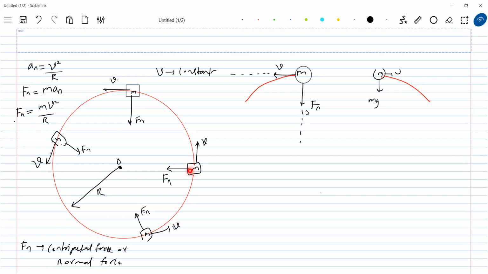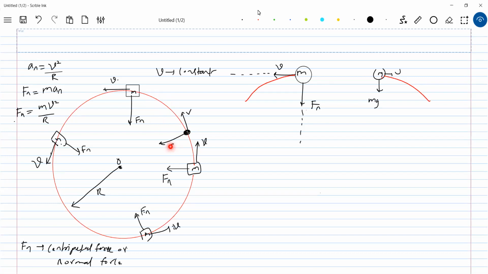What actually happens? Because of velocity, the particle can move only tangentially. If only force is acting, it will move towards the center. Because of force and velocity, it will move like this. Again, when it comes here, there is force and velocity, and it takes the resultant. Again, here, force, velocity, again resultant.